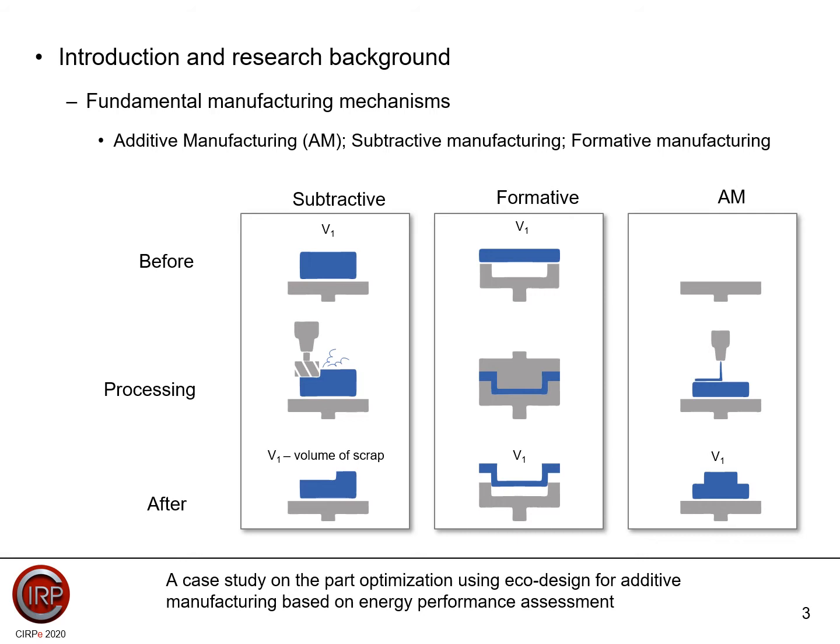And only in additive manufacturing, the volume of the workpiece will be increased because the volume of the workpiece before the processing is 0. And the change mechanism of the volume of a workpiece is the most important criterion to differentiate an additive manufacturing process from conventional manufacturing process.